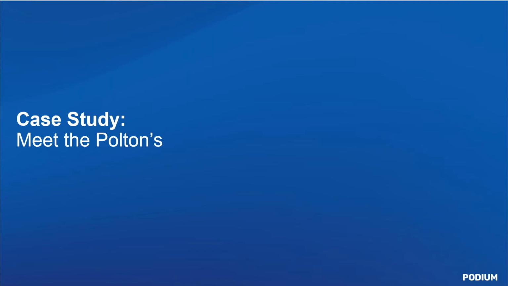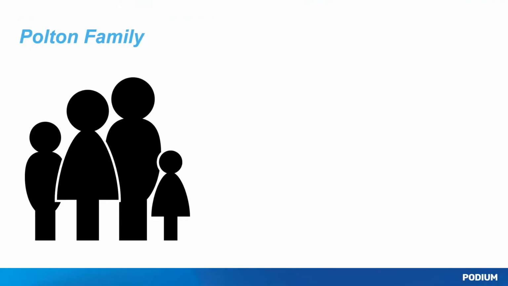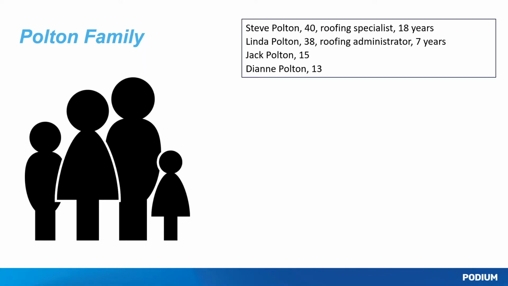So ladies and gentlemen, please meet the Poltons. The Polton family. We have Steve Polton. He's 40 years of age, a roofing specialist for 18 years, as you can see on the slide there. We also have Linda and 2 kids, Jack and Diane. What I can tell you folks about the Poltons is that they're high school sweethearts. They married early in their 20s and then came Jack and Diane. Steve is the main income earner.